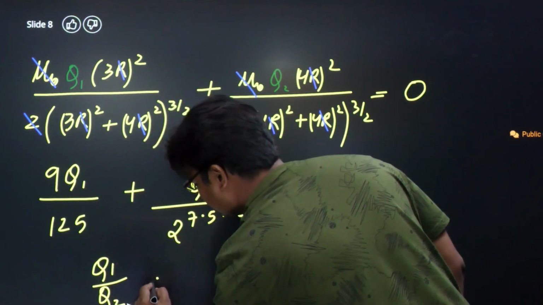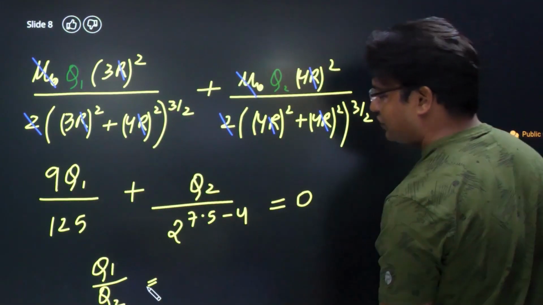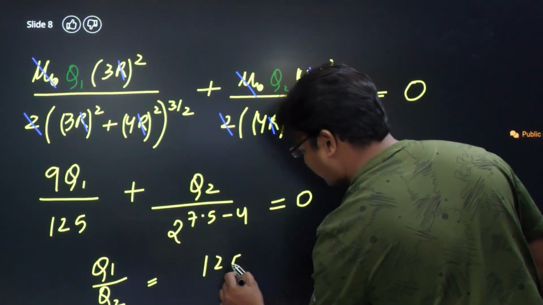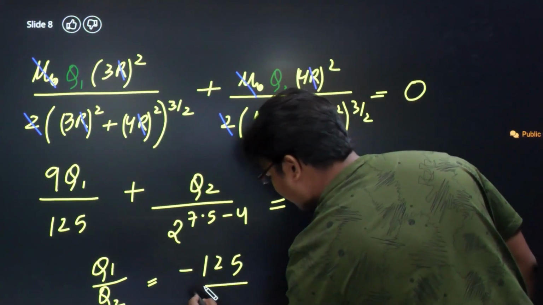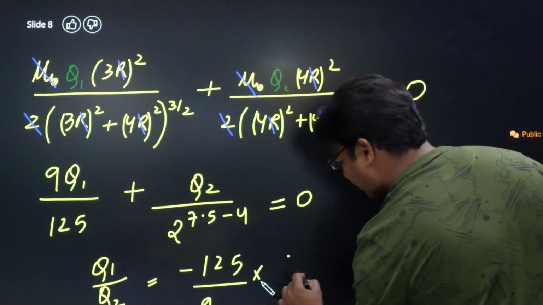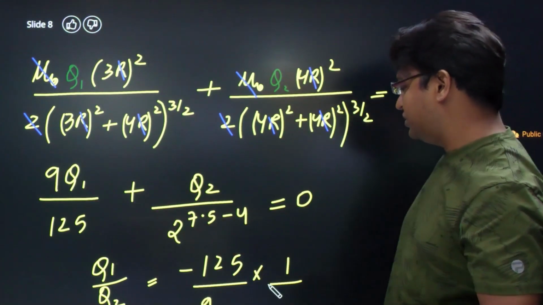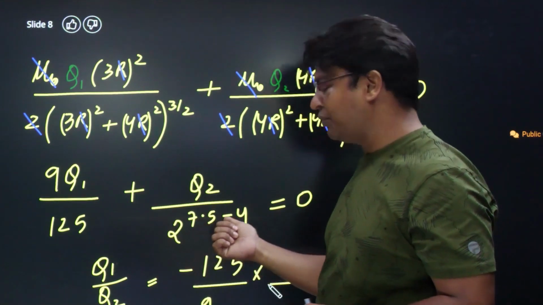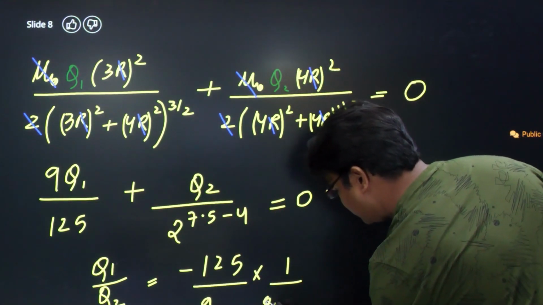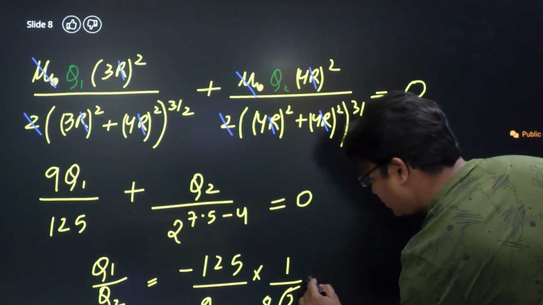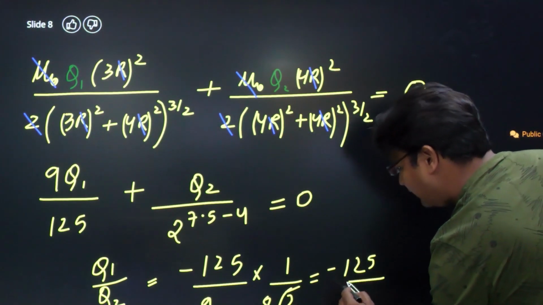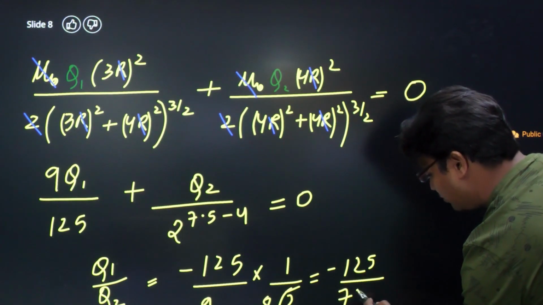So when we do this, we take it on this side and then we do the calculation. Q1 by Q2 will become 125, of course, the negative sign will be there, divided by 9. 125 divided by 9 into 1 upon, and this is how much? This is 2 raised to power 3.5. So 2 cube into root 2, 8 root 2. So we are looking at minus 125 divided by 72 root 2.